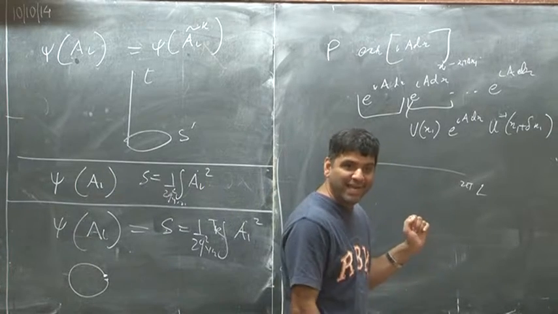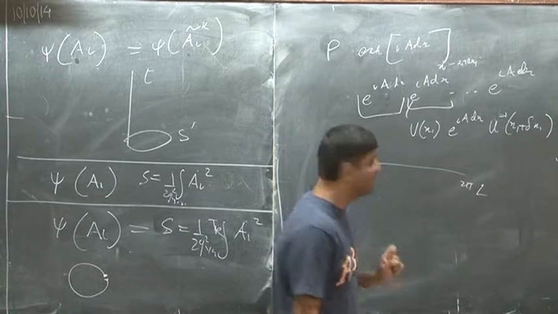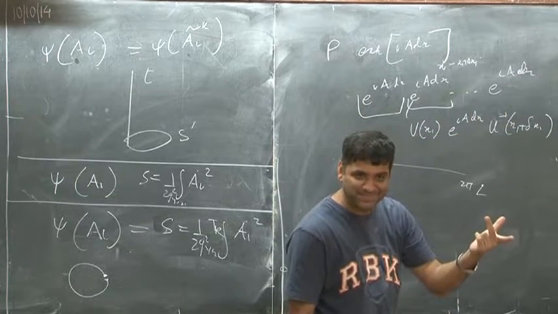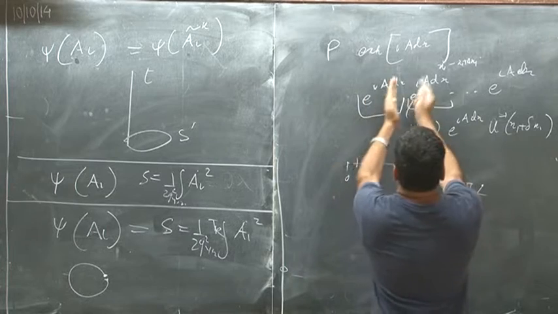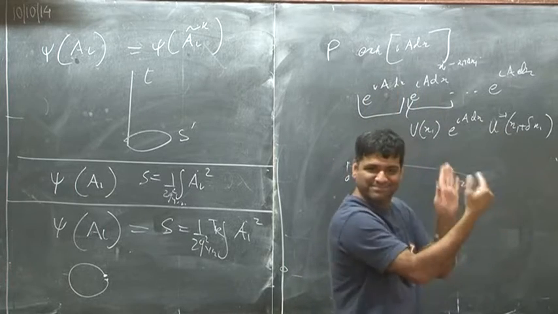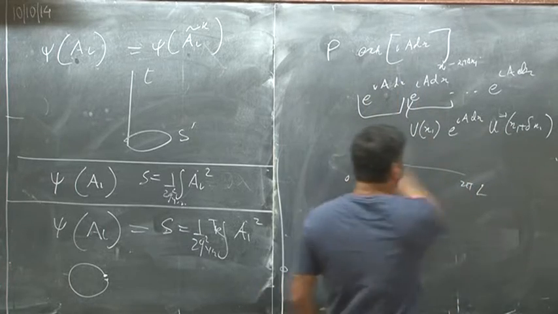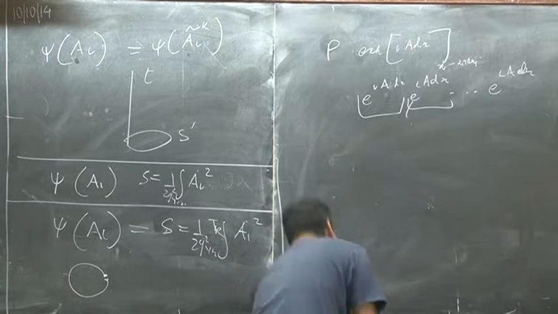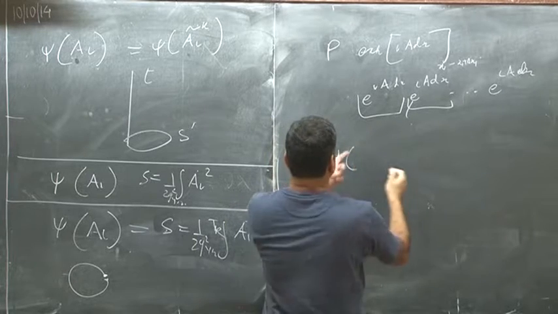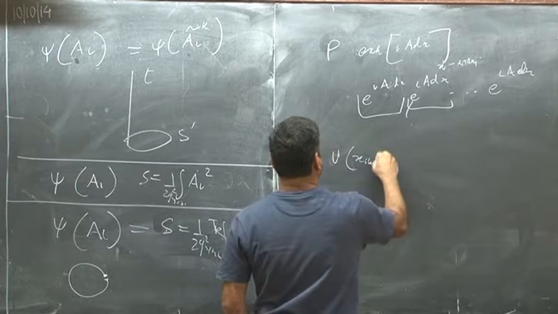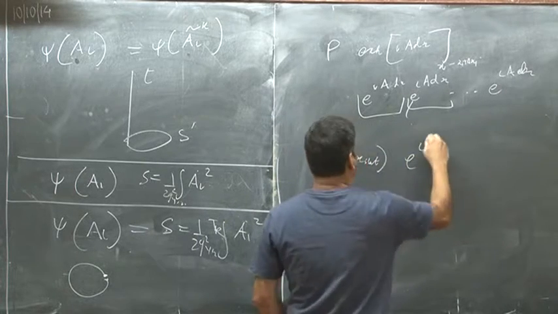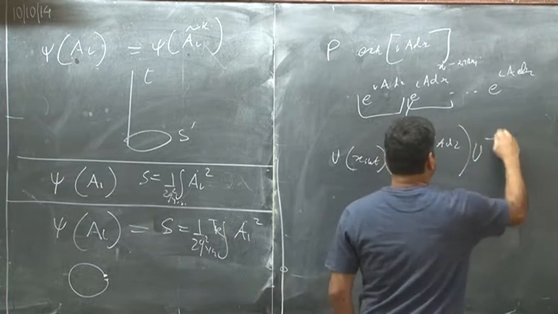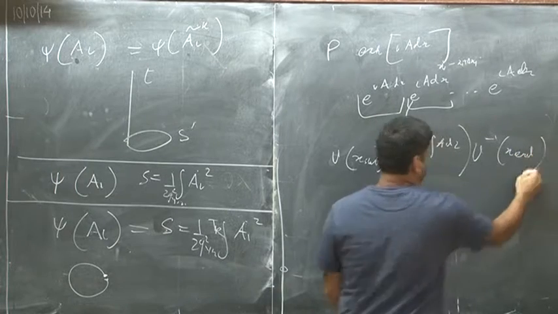Okay? Now, because of that, this whole object transforms nicely under gauge transformations, because in between this and that cancel. So this whole path ordered exponential transforms like U at wherever you started, x start, times e to the i, path ordered by A dx, times U inverse of x end.